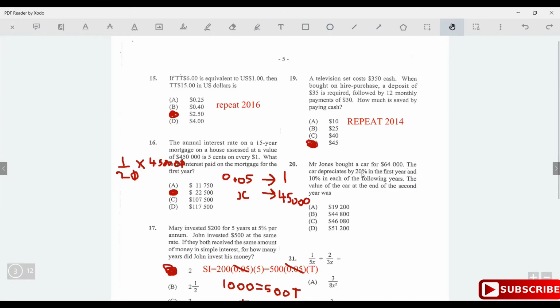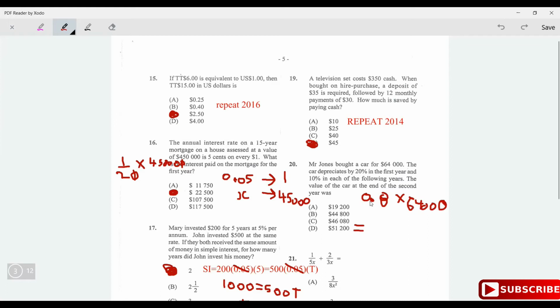The car depreciates by 20% in the first year and 10% in the following years. The value of the car at the end of the second year. Now, first thing you do is take off 20% of 64,000. So that means that the value of the car is 0.8 times 64,000. That will give you the value of the car at the end of year 1. 0.8 times 64,000.